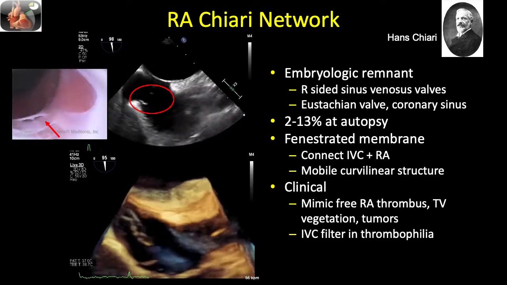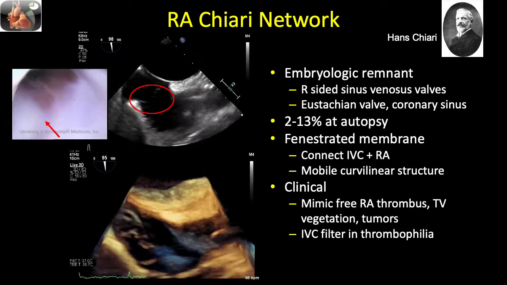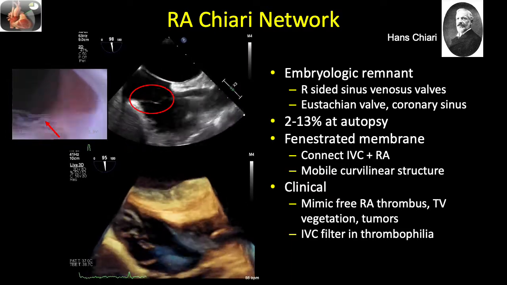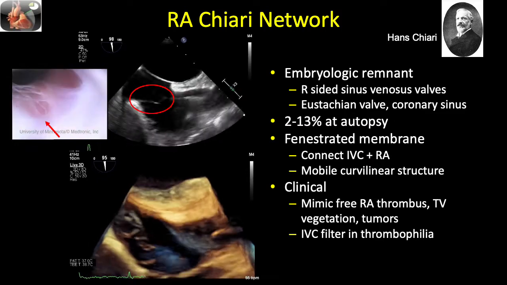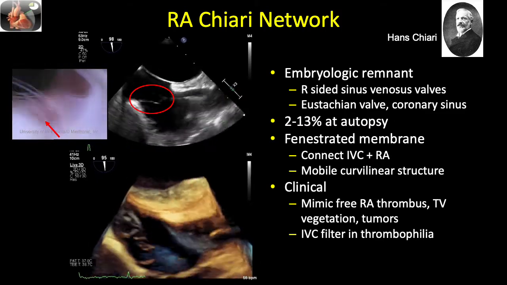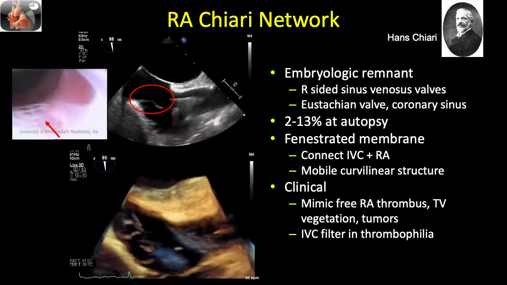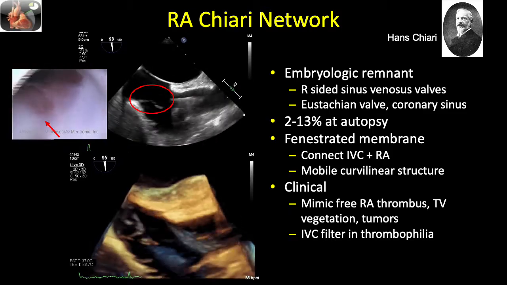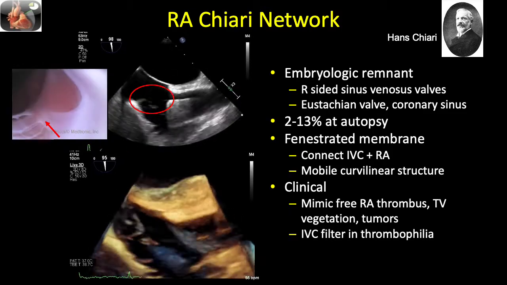It may mimic tricuspid valve vegetation, flail tricuspid valve, thrombus, or pedunculated tumors. It is clinically insignificant, but may cause problems during percutaneous procedures with entrapment of right heart catheters.